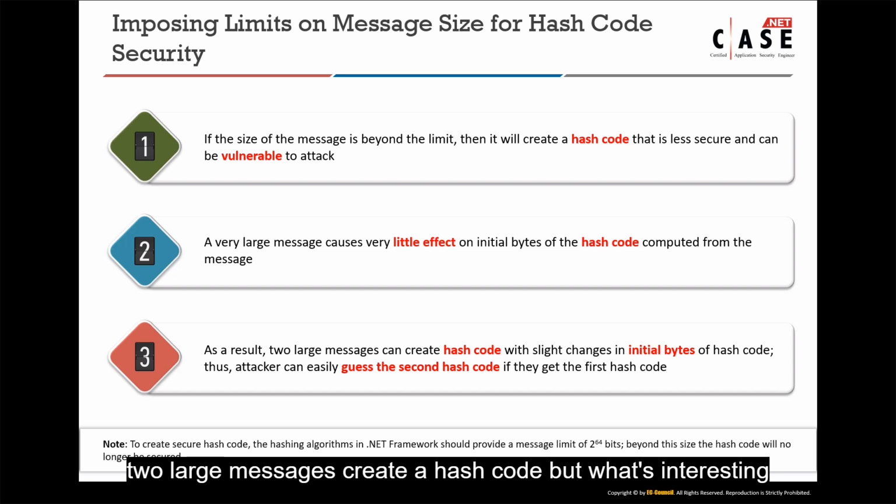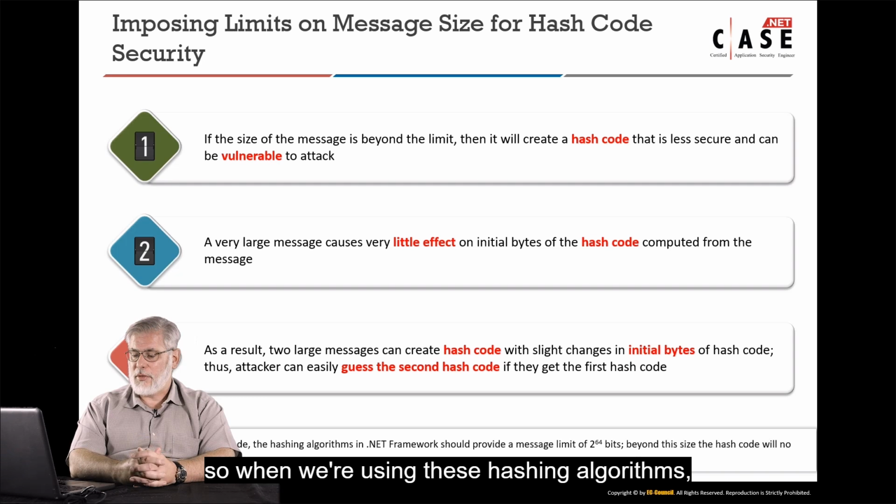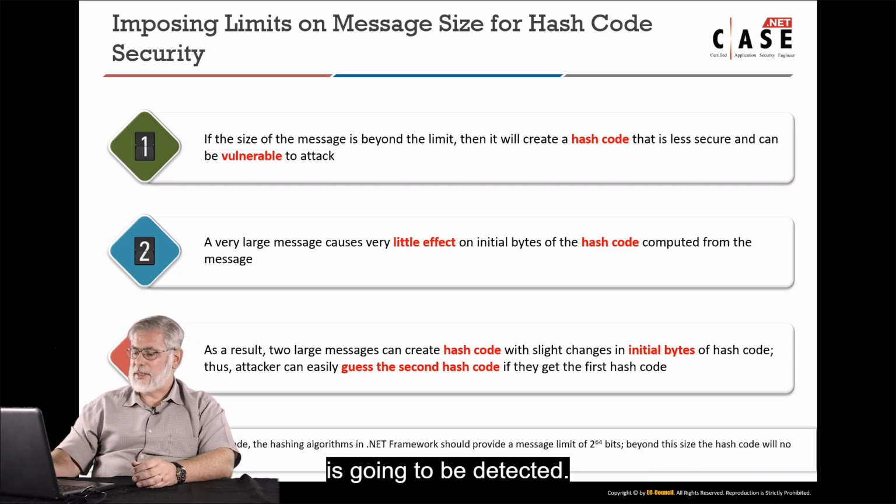Two large messages create a hash code, but what's interesting is the slightest change will create a different hash. So when we're using these hashing algorithms, we're pretty confident that any change is going to be detected.